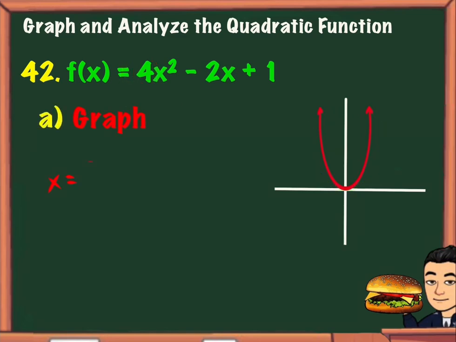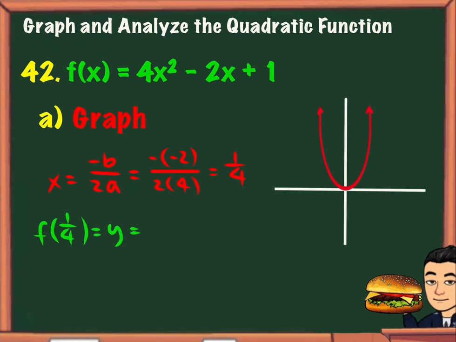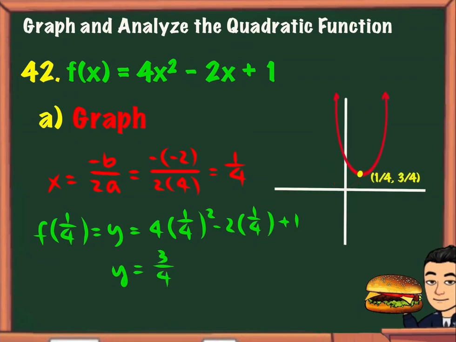Start with x equals negative b over 2a. The b value is negative 2, and the a value is positive 4. So you have positive 2 over 8, so that's going to be 1/4. I'm going to go ahead and plug 1/4 into the original function. So f of 1/4 is going to be the y coordinate of the vertex. It's going to be 4 times (1/4) squared minus 2 times 1/4 plus 1. The y coordinate is going to equal 3/4. So the vertex is (1/4, 3/4).